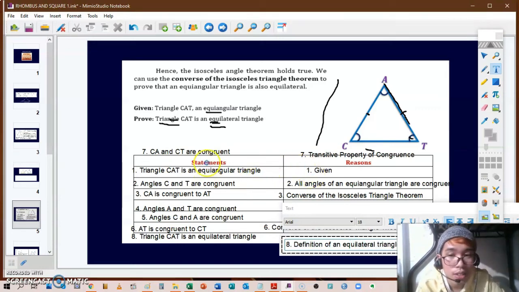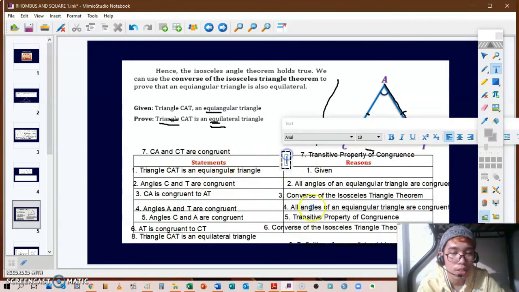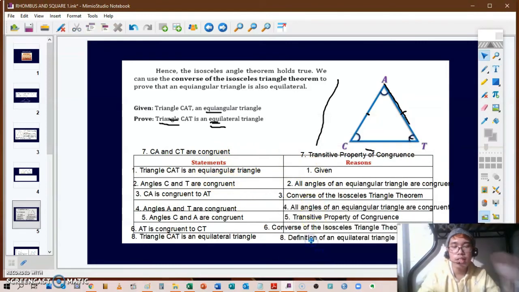Because if we look at statement 7, statement 3, and statement 6, we can say that all of the sides of this triangle, this equiangular triangle, are also congruent, and therefore it is an equilateral triangle.